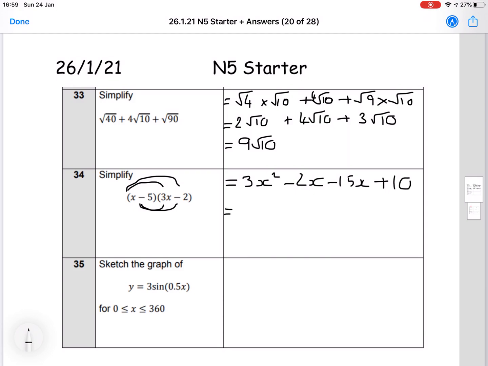And then we'll go ahead and tidy that up. So 3x squared, minus 2x minus 15x, well that's minus 17x. And then the plus 10.